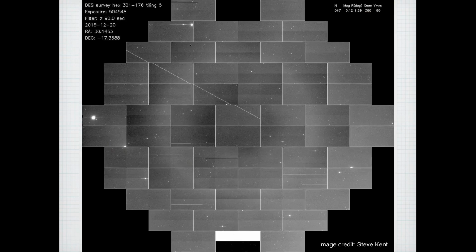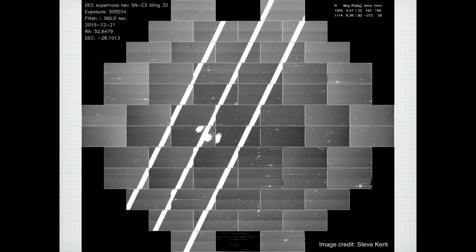So this is a picture, again, of the focal plane. That streak you see from the middle to the top left is the trail left by a satellite that's orbiting around the Earth. We also get airplanes that look like this. This is an exposure that completely destroyed our supernova observations.